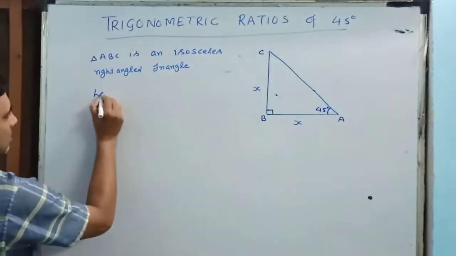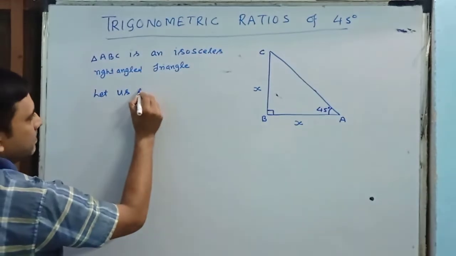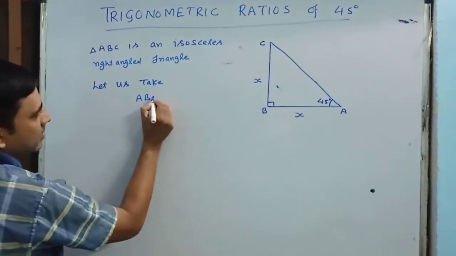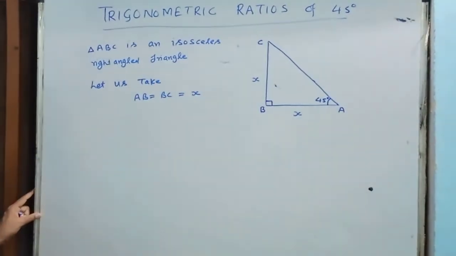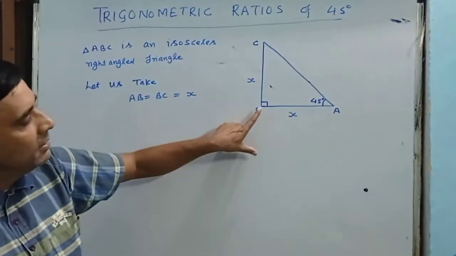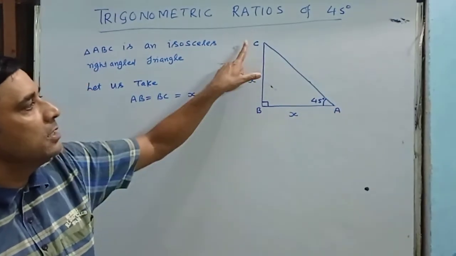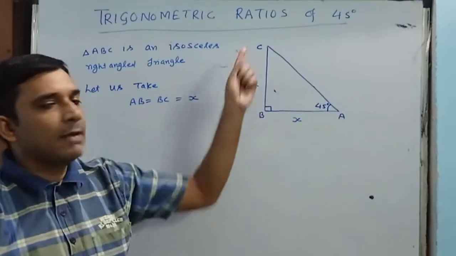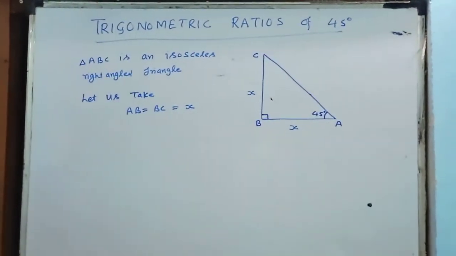So let us take AB is equal to BC is equal to x. Again I am repeating, it is an isosceles right angle triangle. It is right angled at B, and AB is equal to BC because it is isosceles right angle triangle, and AC is hypotenuse. Now in this figure we will calculate AC.